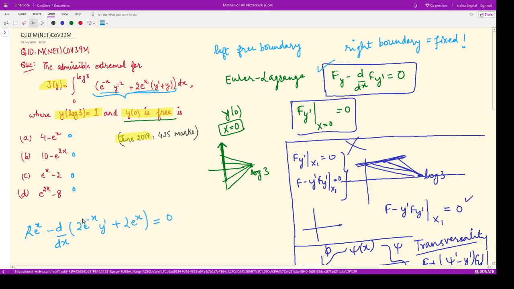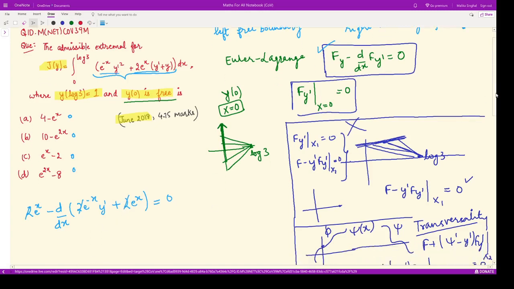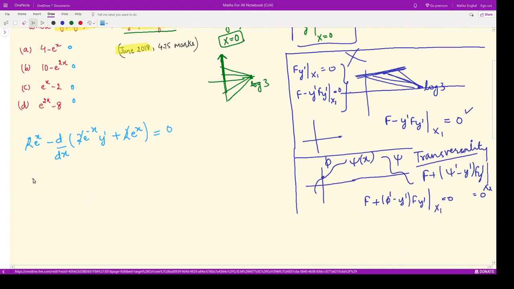So you can take 2 common, so we are left here with e to the power x minus, here we have to apply the multiplication rule. So that would be minus e to the power minus x into y dash plus e to the power minus x into y double dash, and here we have e to the power x is equal to 0. So this cancels with this, so we are left with e to the power minus x y dash minus y double dash is equivalent to 0.